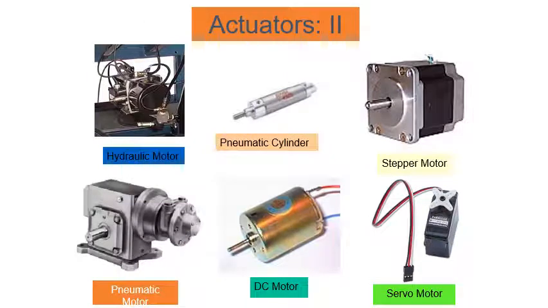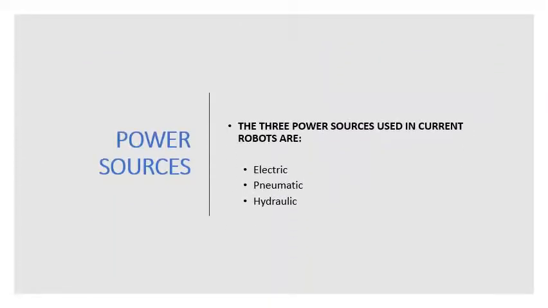What are the several other actuators available in robots? Hydraulic motor, pneumatic cylinder, stepper motor, pneumatic motor, DC motor, servo motors. These are the motors which give that actuating mechanism. And what are the power sources for this actuation? Mainly there are electric, pneumatic and hydraulic. These are the three power sources available in industrial robots to actuate the working mechanism.